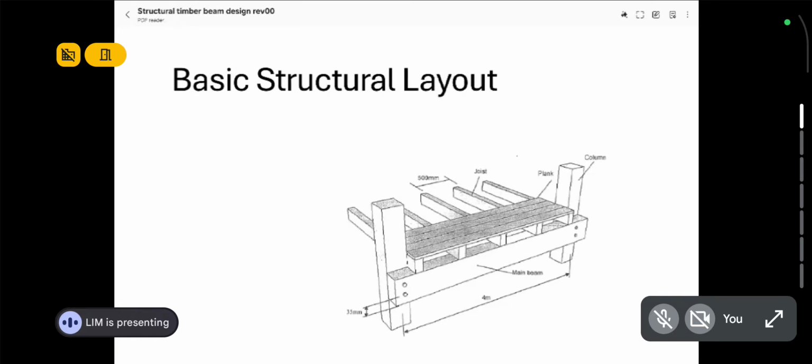It cannot span very far. You cannot just put two beams and make your plank span between the beams. It's too far for the plank to span. So what you do instead is put in joists at 500 or 600 mm centers, very close to each other, and then you span the planks between the joists. This forms the floor. The joist and the plank is the entire flooring system. The whole flooring system then sits on your beam, and the beam is supported by the column.